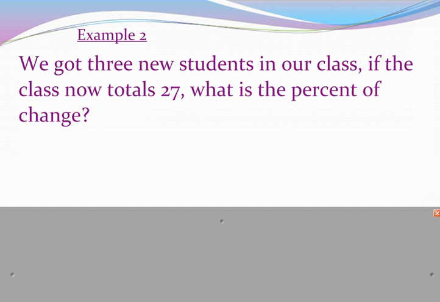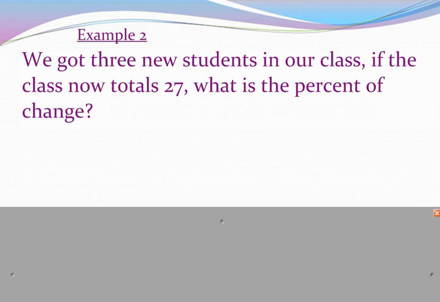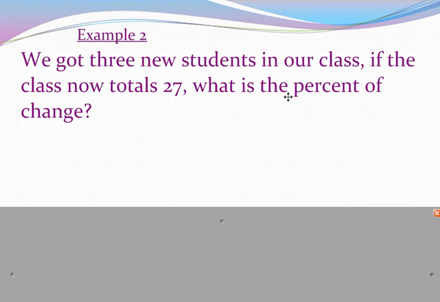Example number 2 is a little different. Still a percent of change problem. It says that in the problem, percent of change. But it's a little different. Let's read through and listen closely for the differences. We got 3 new students in our class. If the class now totals 27, what is the percent of change?